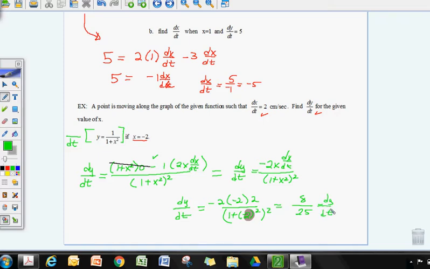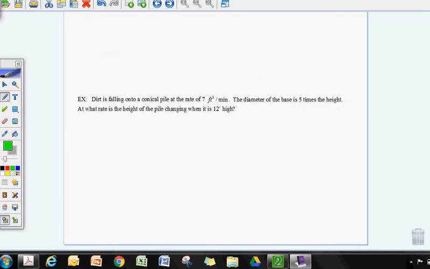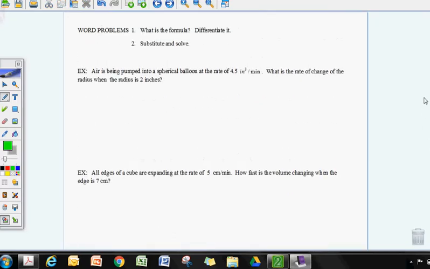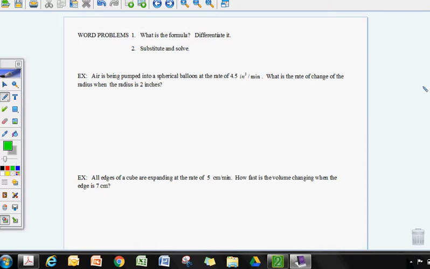Okay, I think you guys are starting to get the hang of this stuff. So let's dive into the back side here, and we're going to practice working on those derivatives. And today it's the same thing. We've got to just figure out, ask yourself, what's the formula, differentiate it, substitute, and solve.